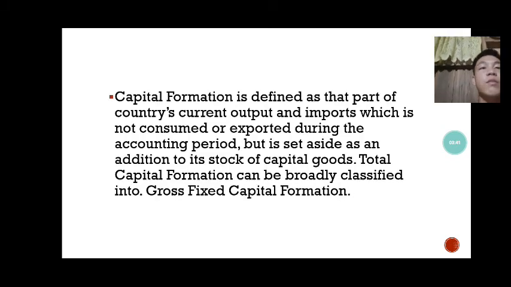Capital formation is defined as the part of a country's current output and imports which is not consumed or exported during the accounting period, but is set aside as an addition to its stock of capital goods. Total capital formation can be broadly classified into gross fixed capital formation.